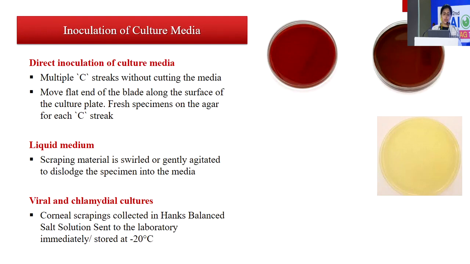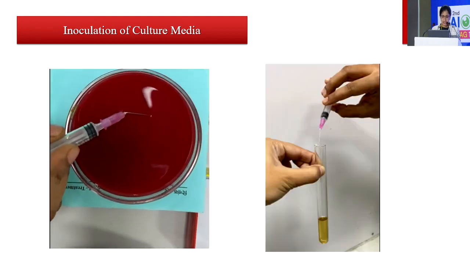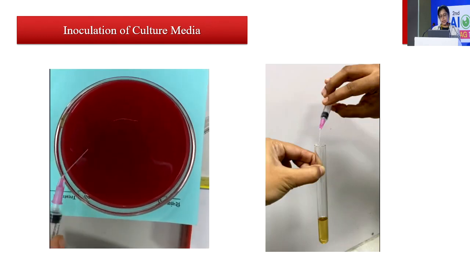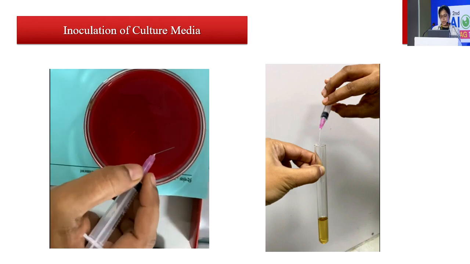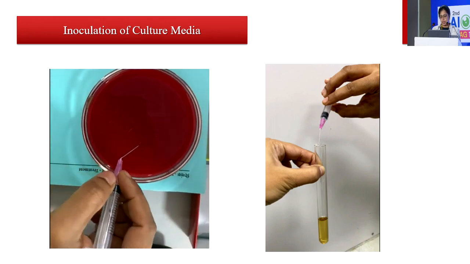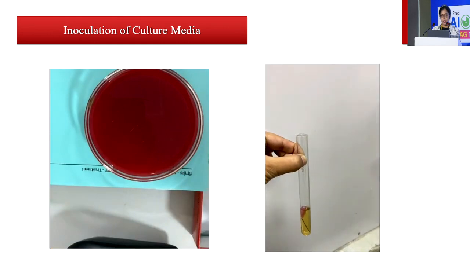Then you have to inoculate the culture media, either by direct inoculation, which gives a higher yield, or a transport media may be used. Viral and chlamydial cultures you collect in Hank's balanced salt solution. Various media are available, and for direct plating, when you inoculate a culture media, do C-shaped streaks. If you are using a liquid media like thioglycolate broth, on the right, you have to put in the needle or the swab, and don't reuse it, use a new one for the next one.